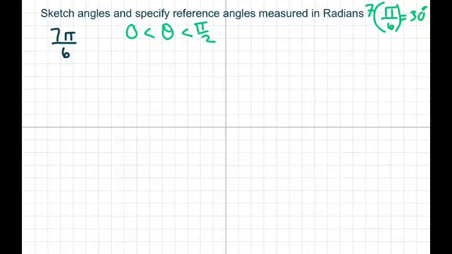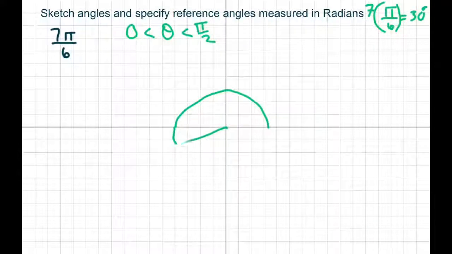We have 7 of these 30s. So there's 3 of them there. 3 more 30s, because 3 30s make a 90, and we need 1 more 30. But we already knew that was 210, because 7 times 30 is 210. So there you go. Alright, so there's your angle.